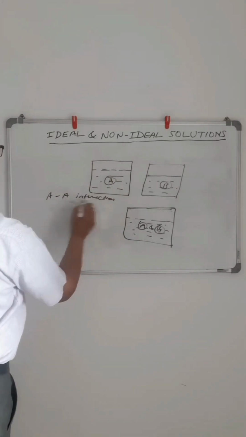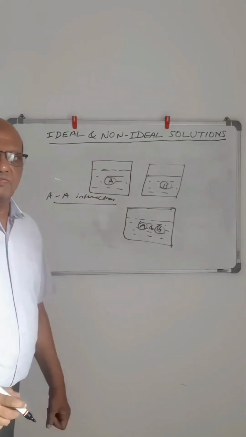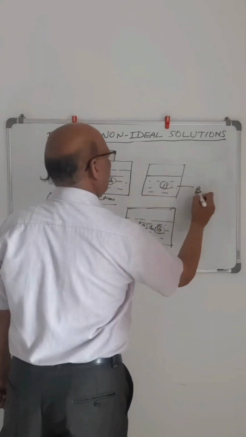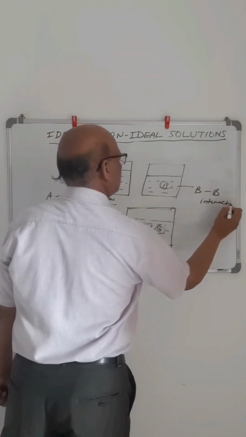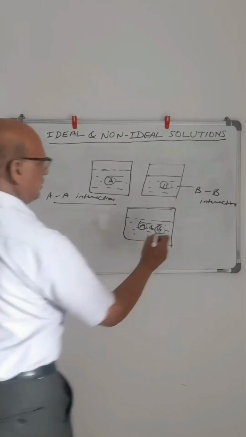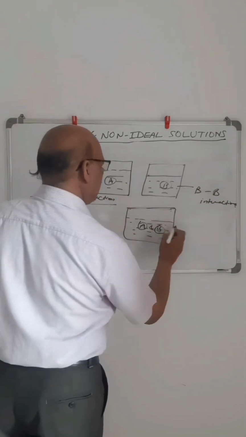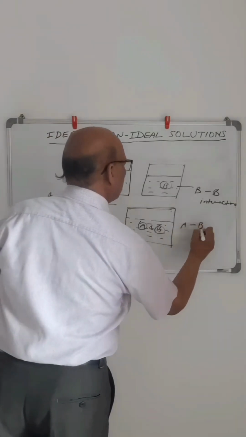What is intermolecular force of attraction? That is the van der Waals force of attraction between molecules of A and A. Similarly, this liquid B will have BB molecular interactions. When we mix the two solutions, the interactions of AA will be broken, the interactions of BB will be broken, and new interactions of AB will be formed.